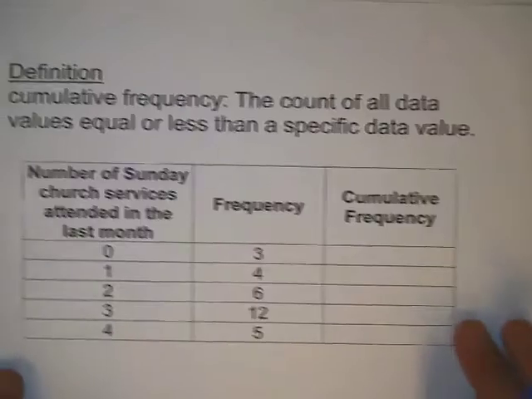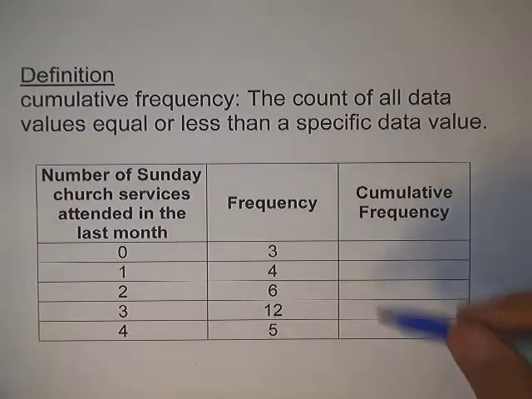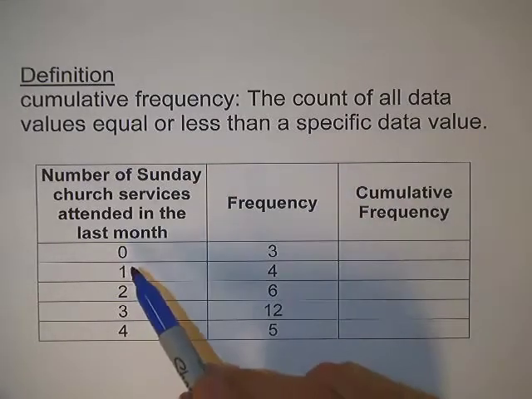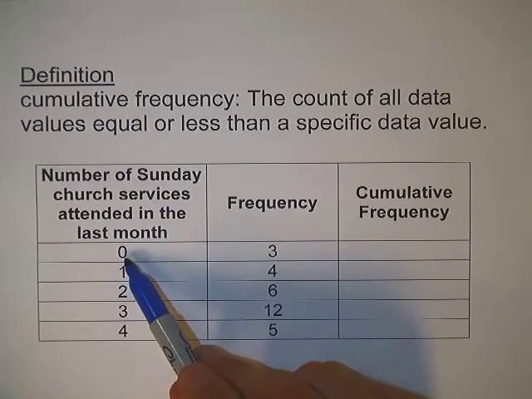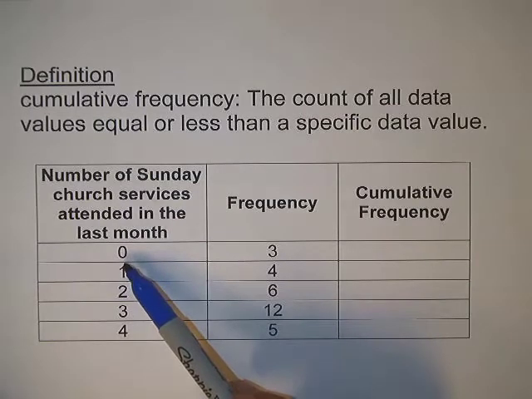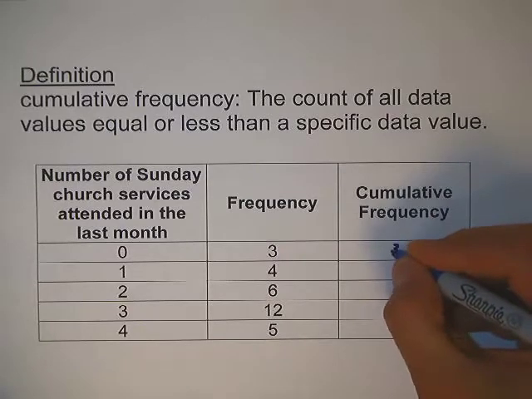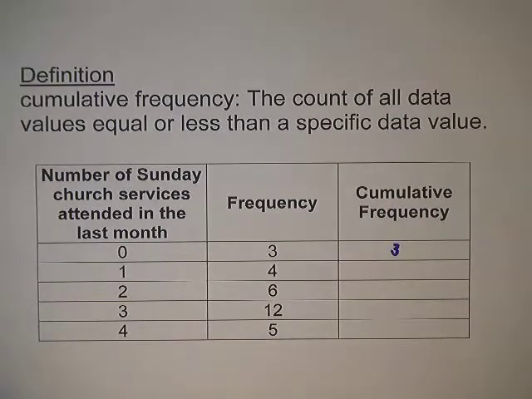Okay, so let's take a look at another calculation you can make to help summarize the data a little more. Cumulative frequency is the count of all data values equal or less than a specific data value. What we mean by that is if we fill out cumulative frequency for this frequency distribution, and we want the cumulative frequency for 0, that needs to be all of the values equal or less than 0. Since there are no values less than 0, the cumulative frequency for 0 is the same as the frequency for 0, so 3.